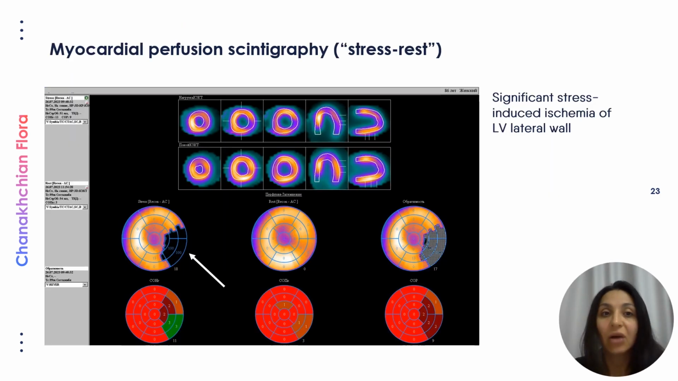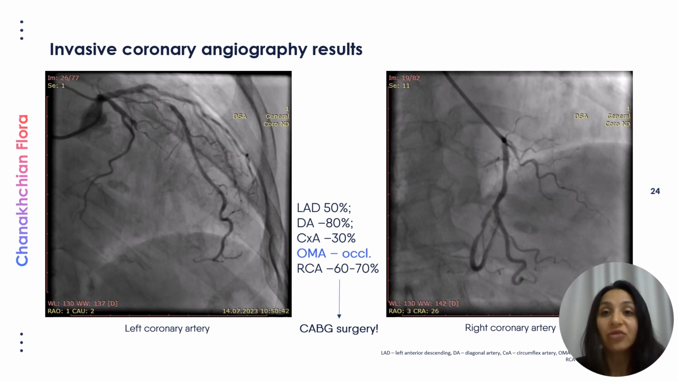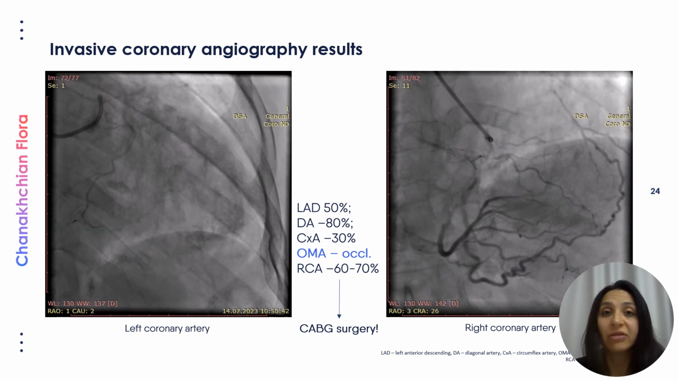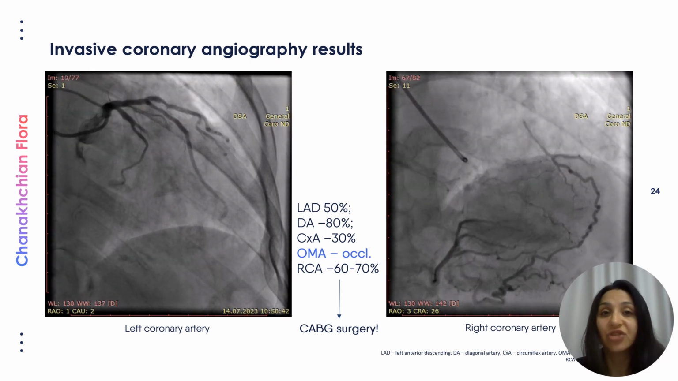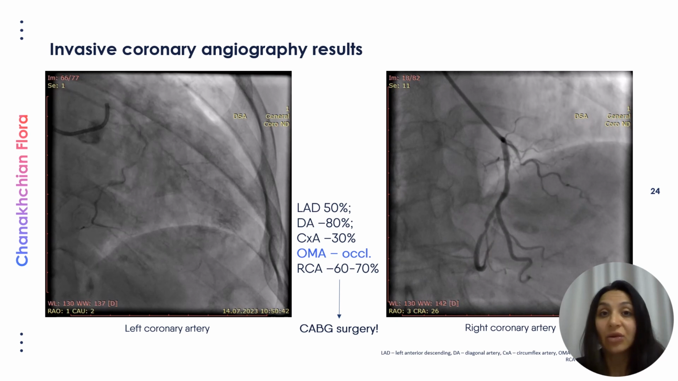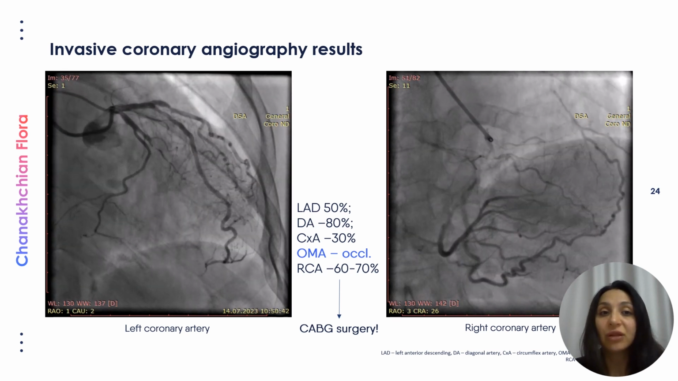We performed a nuclear stress test using a vasodilator, which revealed significant stress-induced ischemia of the left ventricle lateral wall, with the arrow on the slide. The patient underwent invasive coronary angiography, which showed multivessel coronary disease with obtuse marginal artery occlusion, which is the reason for this ischemia. We made a decision to send the patient to CABG surgery at first.